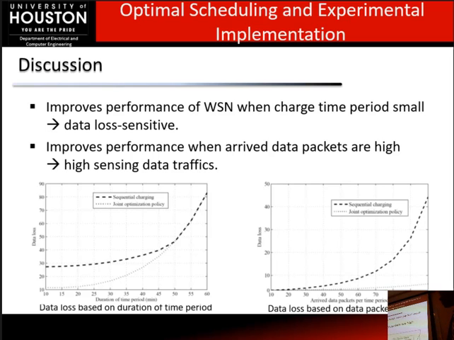I also compared both policies by checking the amount of data loss compared to the arrived data packets. For low data packet arrival, sequential charging and our joint optimization policy are basically the same. But when the data packet arrival is getting higher, our joint optimization policy is better.